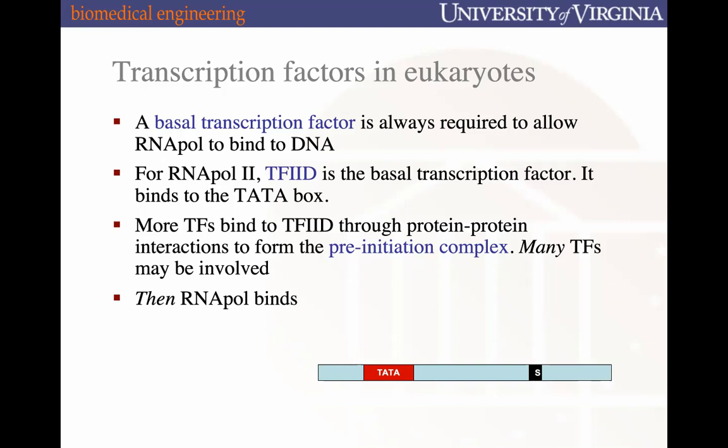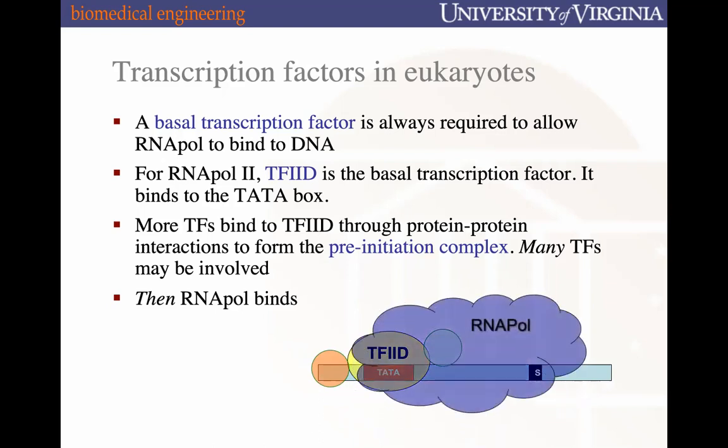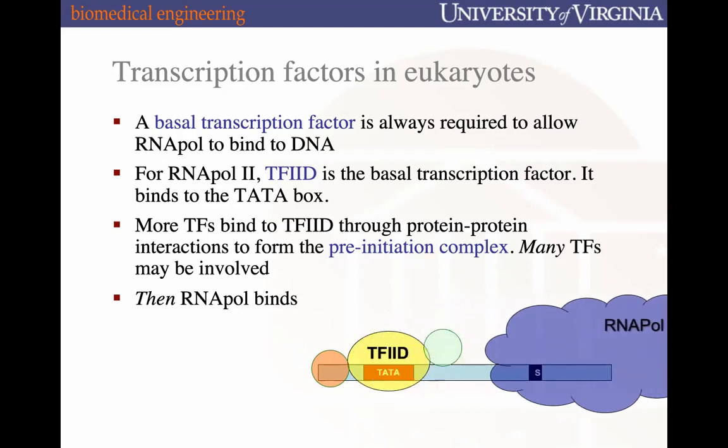What that looks like is TF2D will bind to the Tata box as part of the core promoter. You'll have these other transcription factors bind in and create this pre-initiation complex. Once that's formed, you'll have RNA polymerase II. Again, we have our black rectangular box, which is the transcriptional start site. Once RNA polymerase II is there, you'll begin transcription and elongation as it moves down.